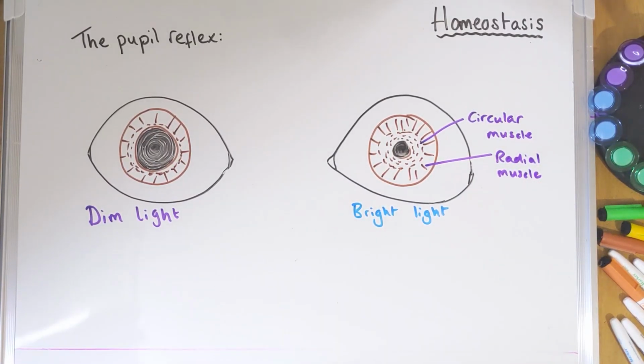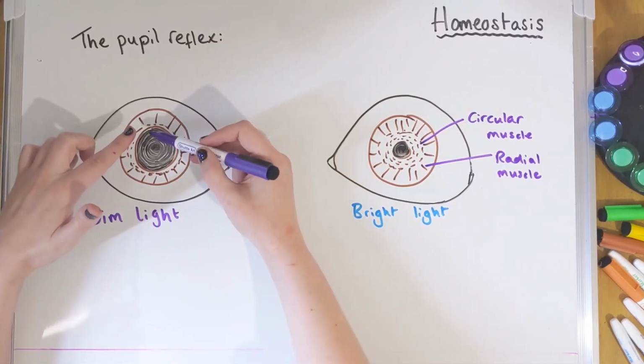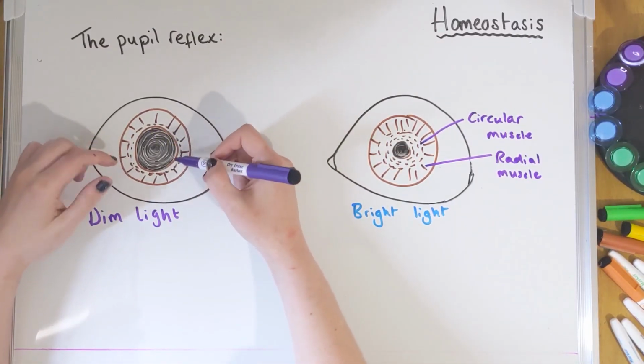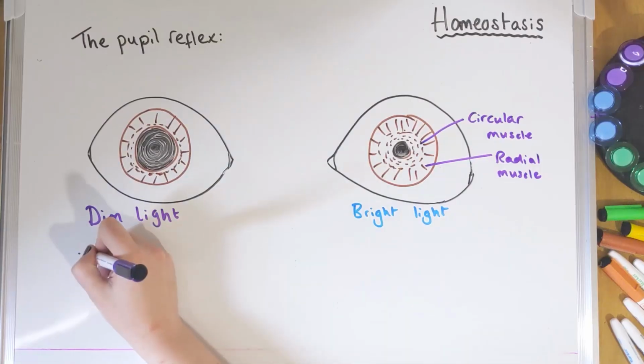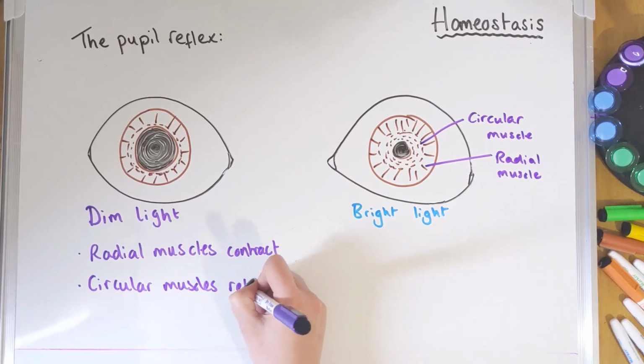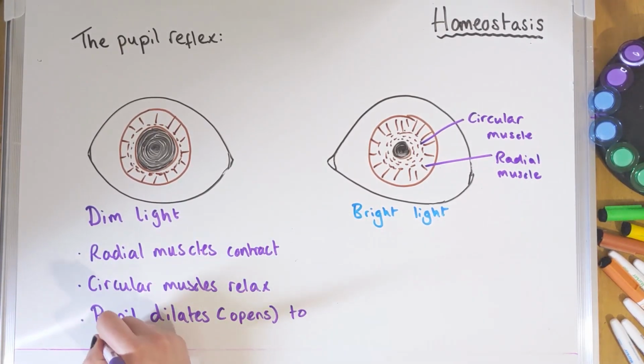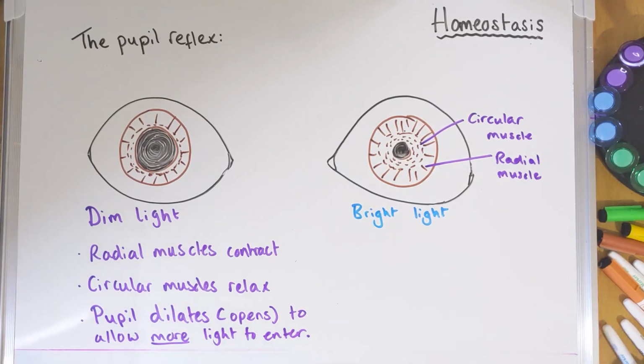Now, in dim light conditions, we need to maximize the amount of light that's getting through the pupil and onto the retina to get those rod and cone cells firing so we can see in low light. So what will happen is these circular muscles in the middle relax, so they sort of open up, and the radial muscles contract and pull the iris out and make the pupil, the hole, bigger. In bright light conditions, the opposite happens.